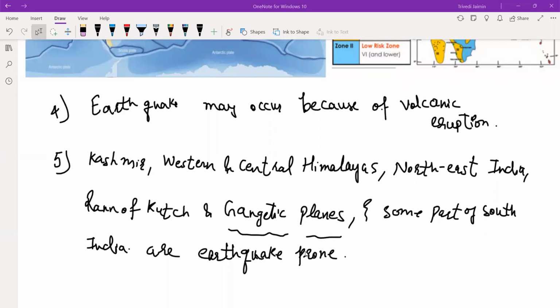So can you write a point for Gangetic plains too? I can just show you instead. Yes. No, I'm just finding some proper picture which I'm not getting. Okay, let's take this one.